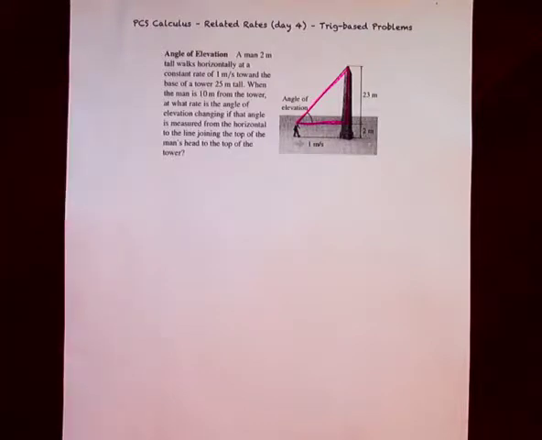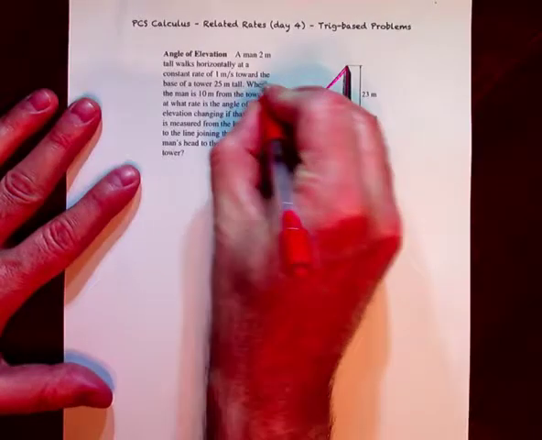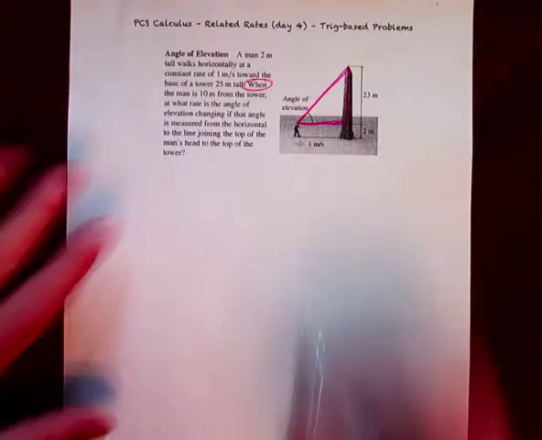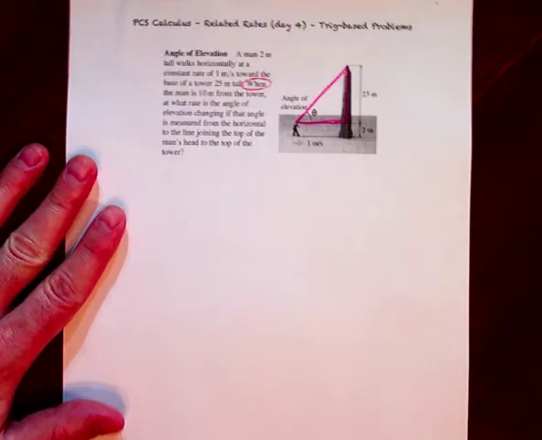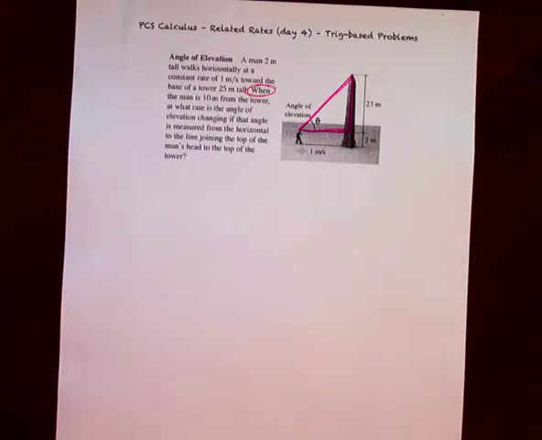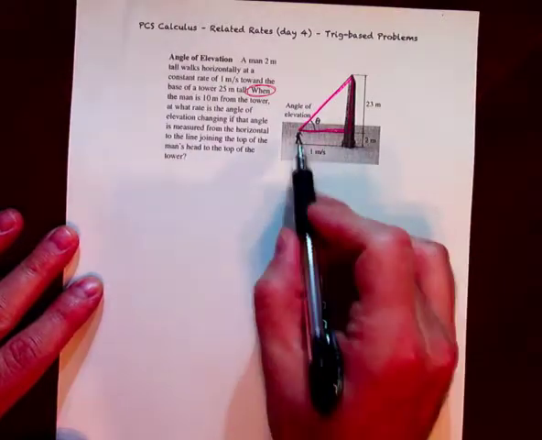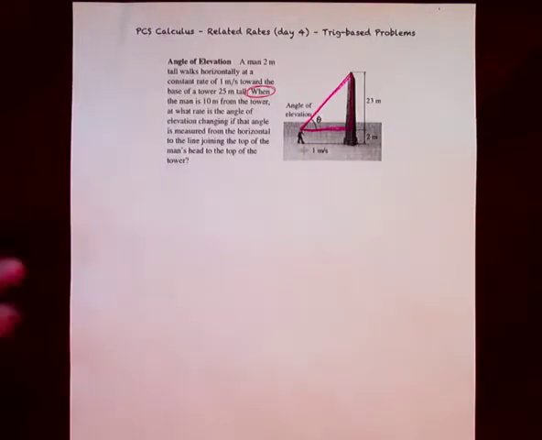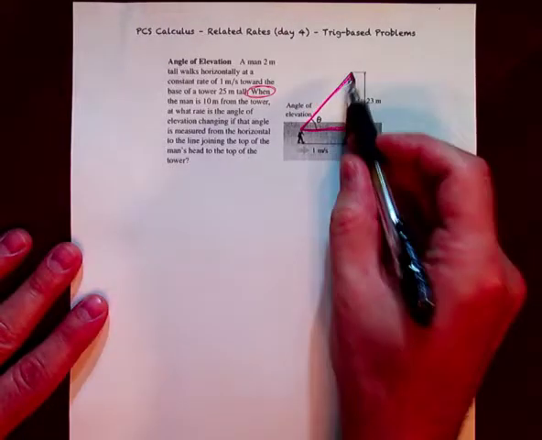Yay, them. When the man is 10 meters from the tower, at what rate is the angle of elevation, theta, changing if that angle is measured from the horizontal line joining the top of the man's head to the top of the tower? Okay, and that's basically where they get the 23 meters from the 25, right? Because they're not talking about the angle of elevation from his feet. They're talking about basically how high does he have to cock his head to see the top of the tower.